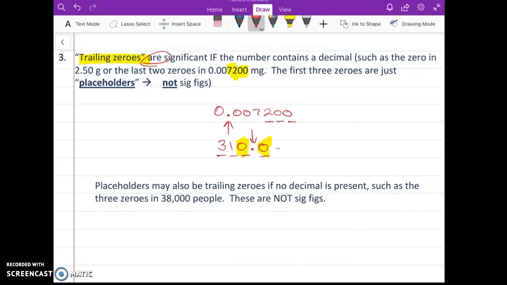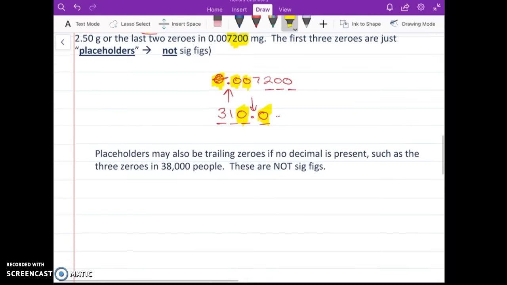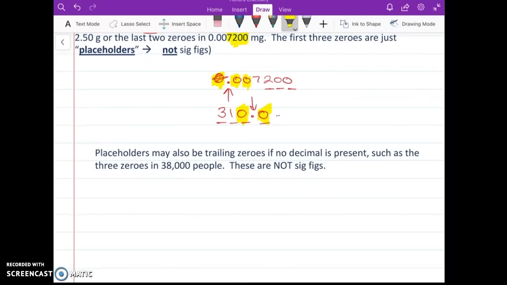So I already gave you an example of placeholders up above. So these guys in this number are just placeholders because they are not trailing. They are not to the right of the last non-zero. Trailing zeros would be not significant if the number contains no decimal. So in the number 38,000, if the number doesn't have a decimal, those are just placeholders.